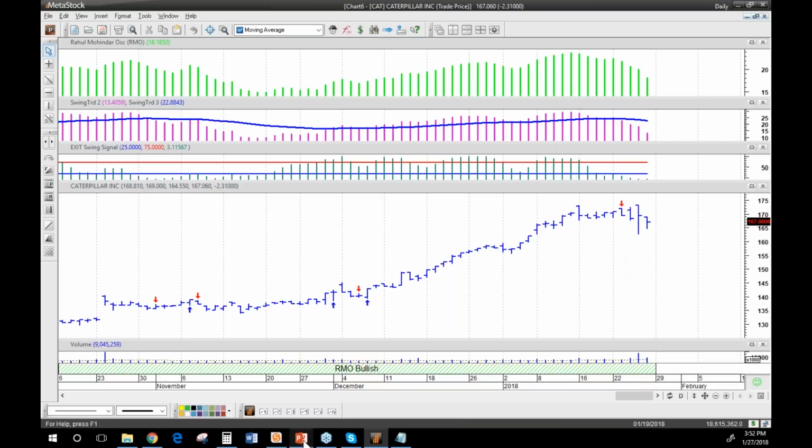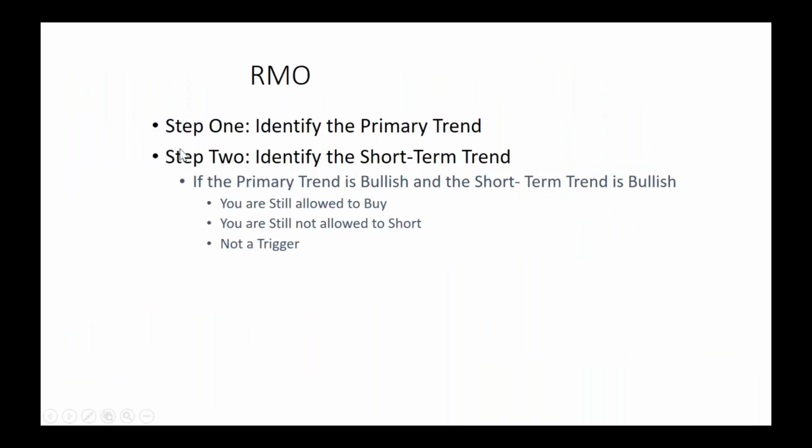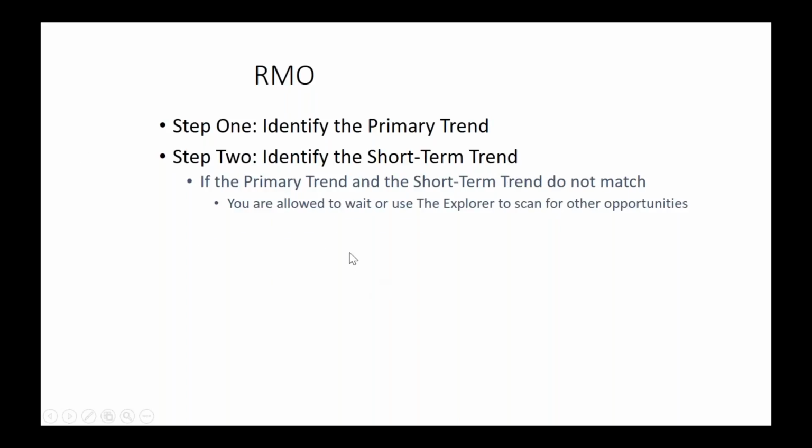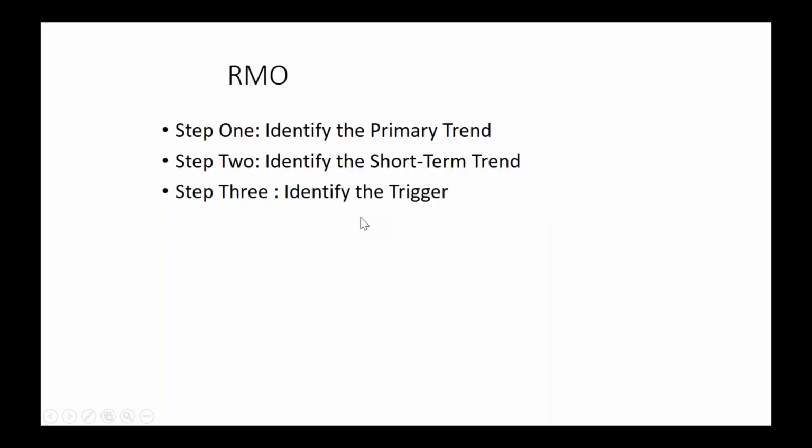Okay, so let's recap where we're at. Step 2, identify the short-term trend. If the primary trend is bullish and the short-term trend is bullish, you're allowed to buy. You're still not allowed to short. And then you just reverse it. If they're both bearish, then you're allowed to short and you're not allowed to go long. And if they don't match, then you're allowed to wait. It is about going into the market when the momentum is in your favor.